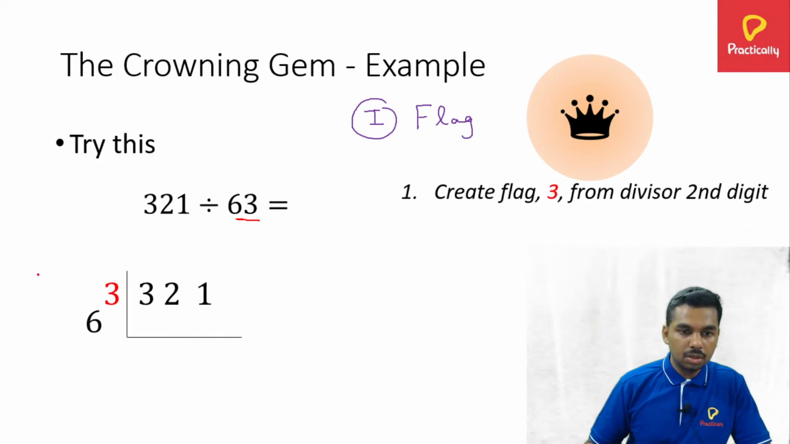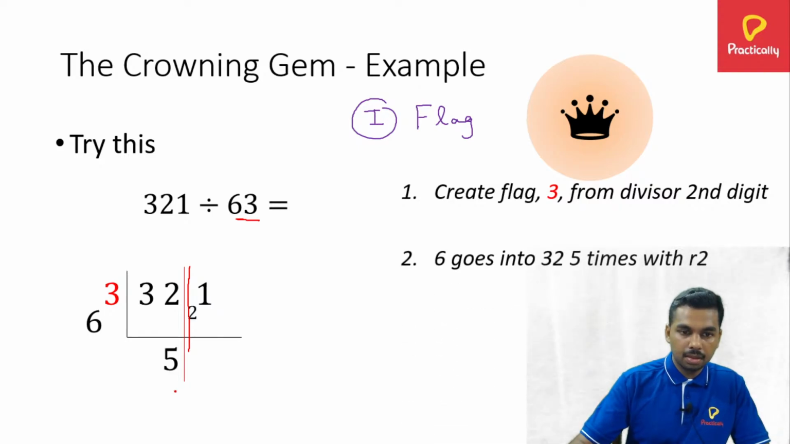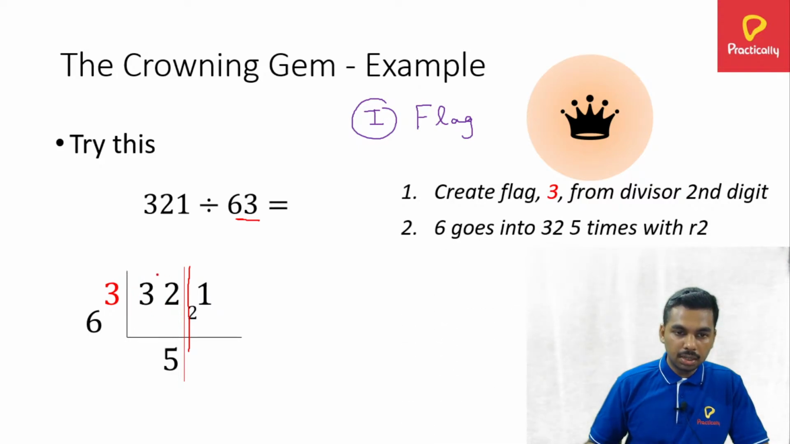While writing the problem to solve, you will put 3 at the flag position and you will put 6 in the neighboring position. Now where should I draw the partition line? The partition line will be drawn here, because our divisor is only 2 digits. Now you divide the number 32 by 6. 32 divided by 6, the quotient is 5, the remainder is 2. You will write it in the same format as I showed in the previous slide.